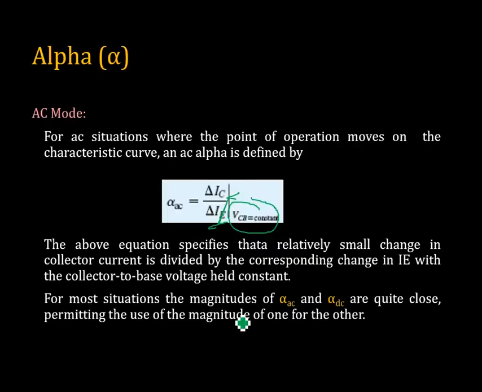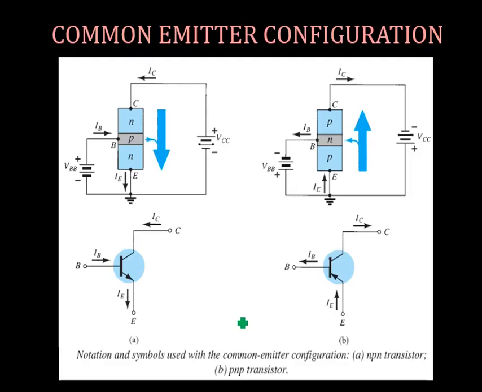Now for most situations, the magnitudes of alpha AC and alpha DC are quite close, permitting the use of the same magnitude for both AC and DC modes. Next comes the common emitter configuration. Here you can see the emitter terminal is common, and input is given to the base. The base current is the input current and the collector current is the output current. So obviously you will have to find the relation between IB and IC here, the input current and output current.